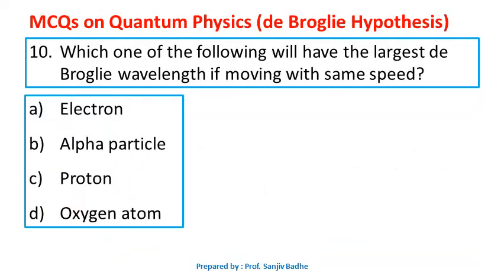Let us move on to the next question. Which one of the following will have the largest de Broglie wavelength if moving with the same speed? So electron, alpha particle, proton and oxygen atom, all of them are moving with the same speed, and we are asked to find out which particle will have the largest de Broglie wavelength associated with it.